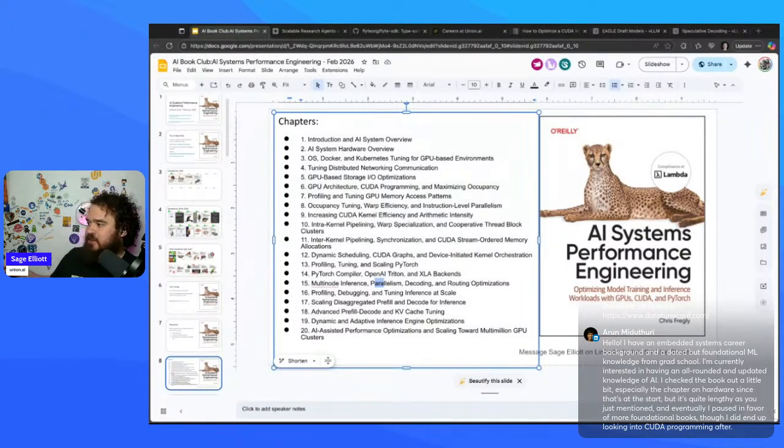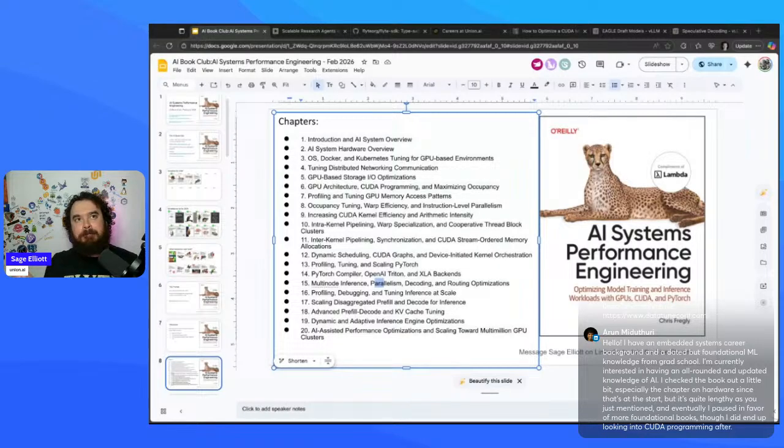And I'm going to catch up on the chat a little bit too. I see Arun said hello. They have an embedded system career background, and a dated but foundational ML knowledge from grad school. They're interested in having an all-rounded and updated knowledge of AI. They checked out this book, I think, for a little bit, especially the chapter on hardware, since that's the start, but it's quite lengthy, as I just mentioned, and eventually paused in favor of more foundational books. So they ended up looking into CUDA programming afterwards.